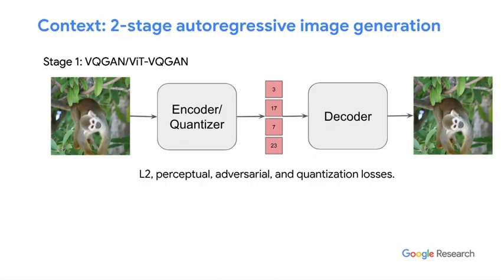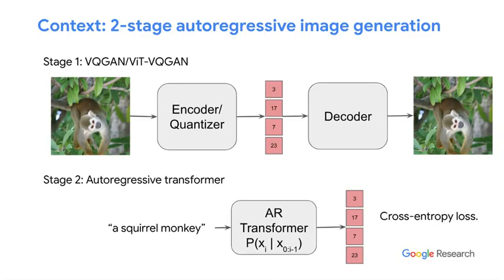The context of this work is two-stage autoregressive image generation, where we first train a tokenizer to map images to a sequence of discrete tokens, and then train an autoregressive transformer to generate those tokens.